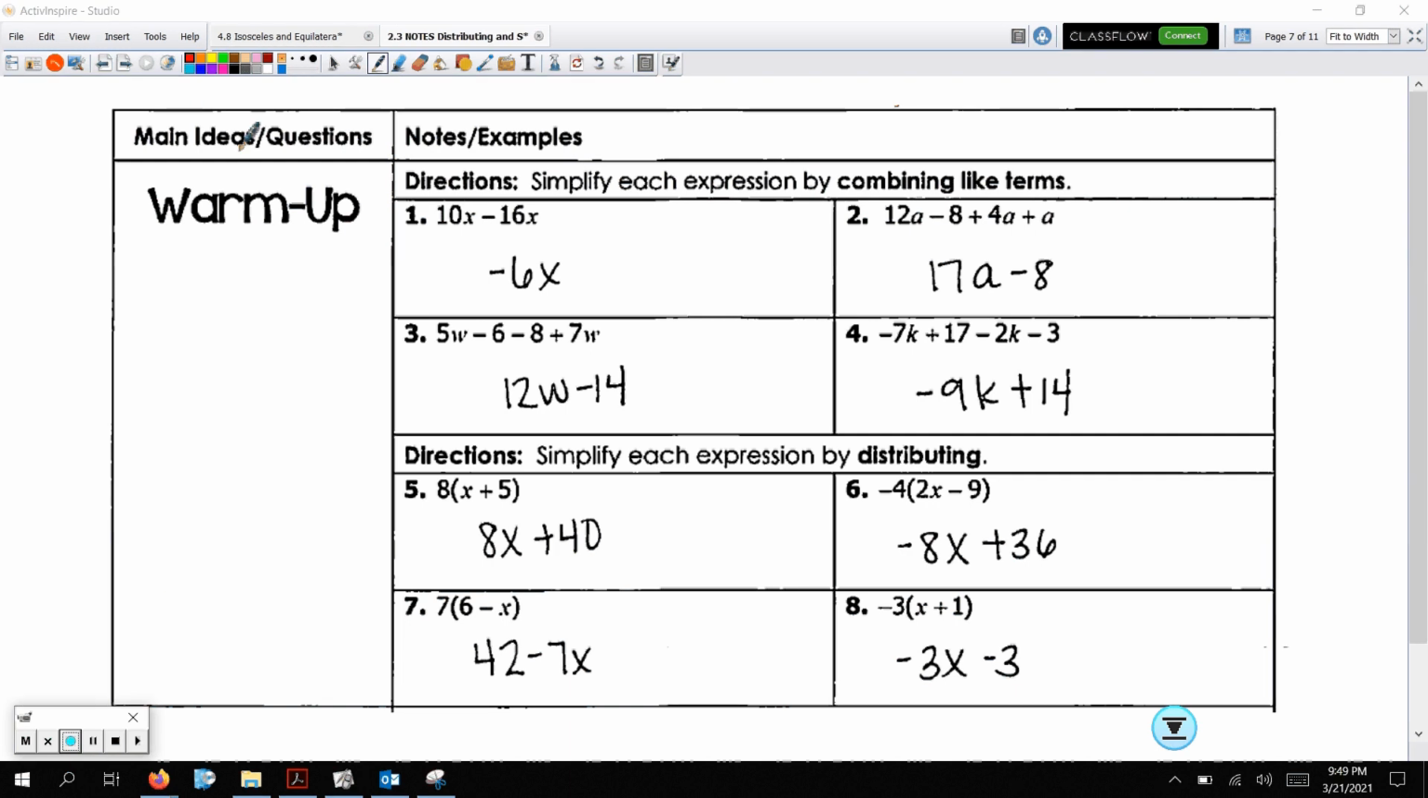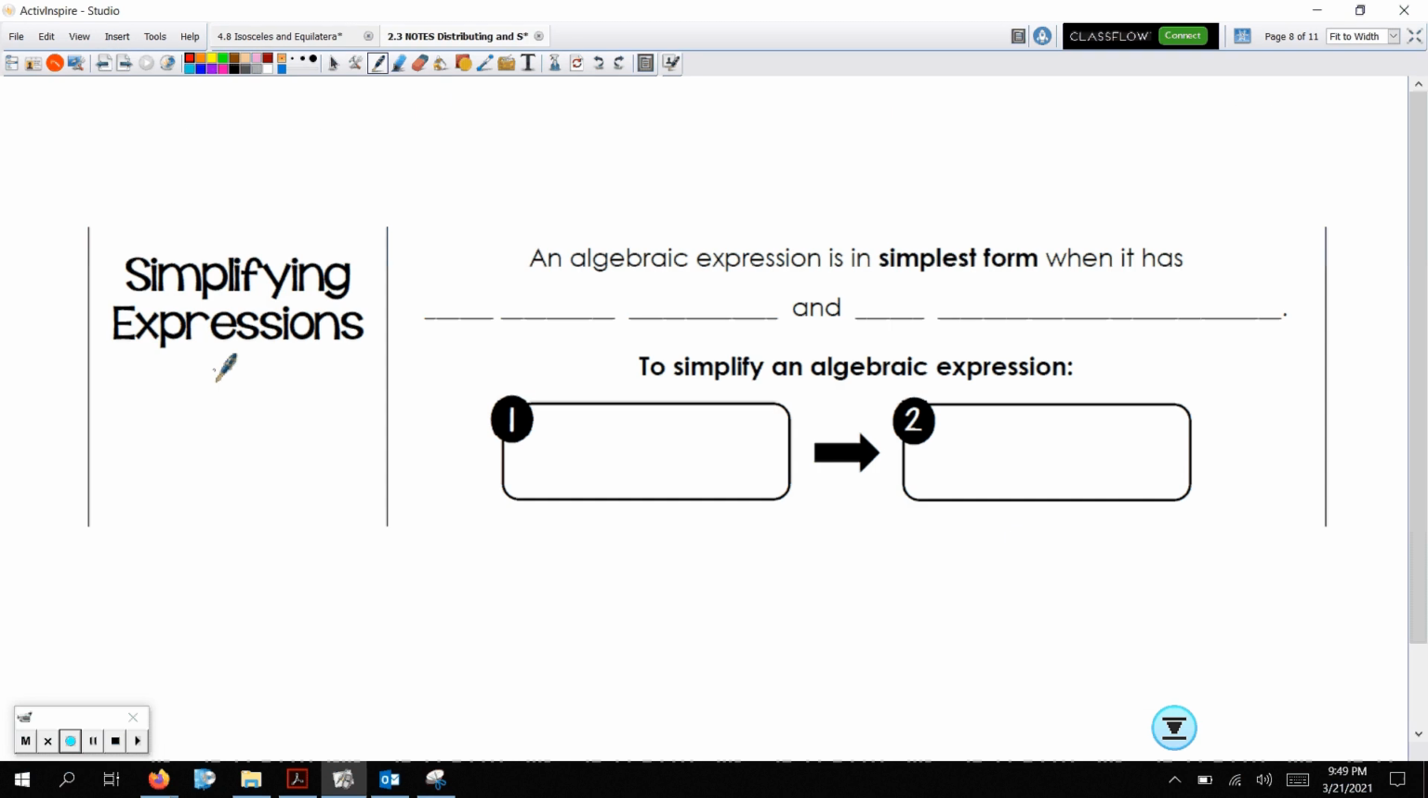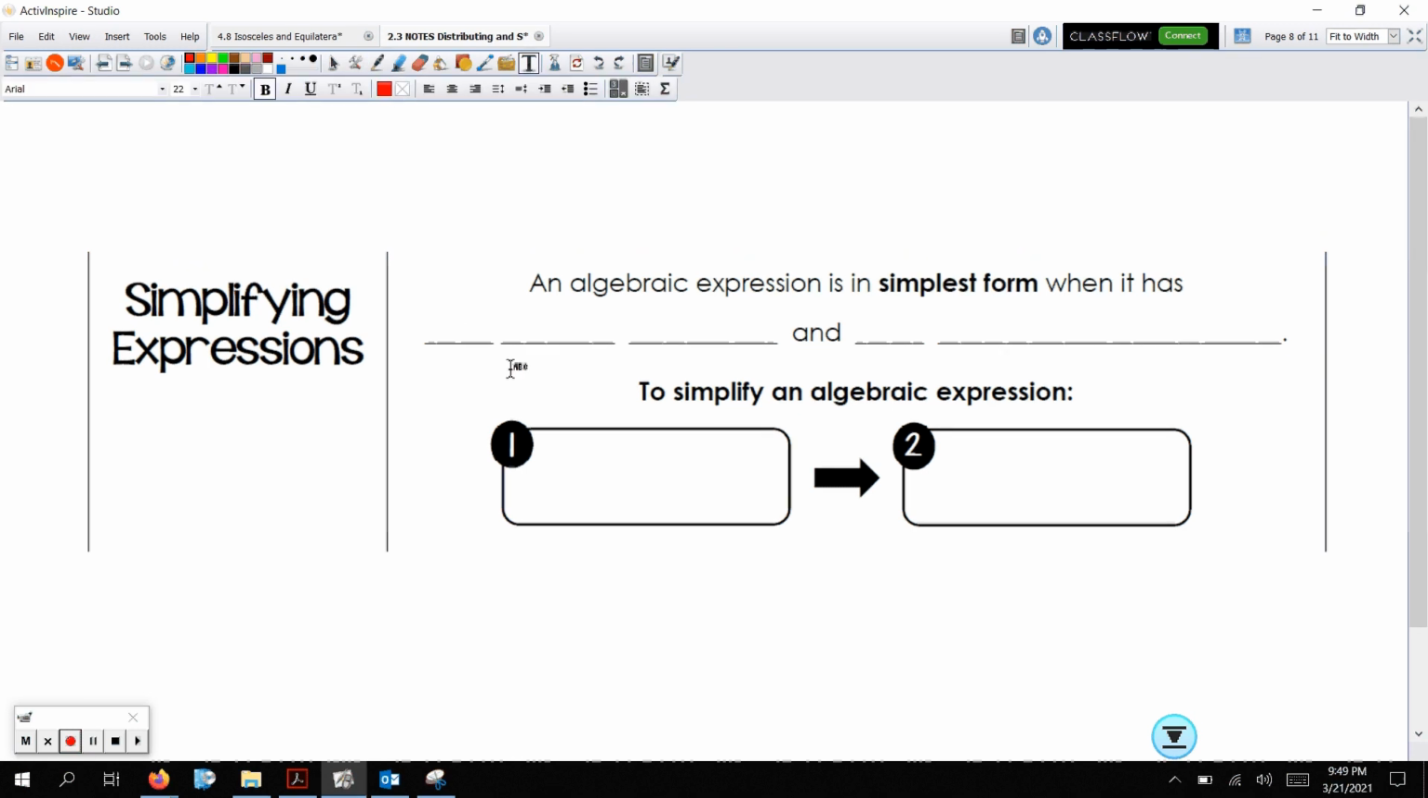All right, let's look beneath that warm-up, okay? So it says about simplifying expressions. An algebraic expression is in simplest form when it has no like terms. All right, so you're going to fill in the blanks with no like terms. And no parentheses, because that we need to distribute, right? And when we distribute, that means we have parentheses. I believe I spelled that correctly.